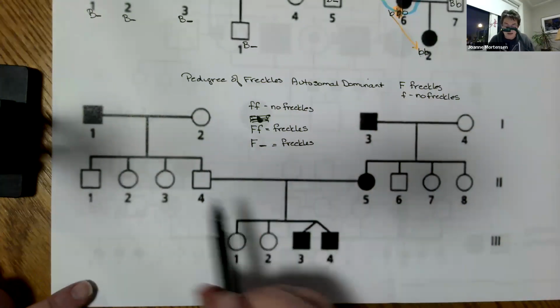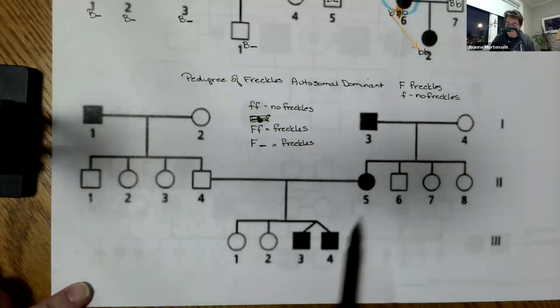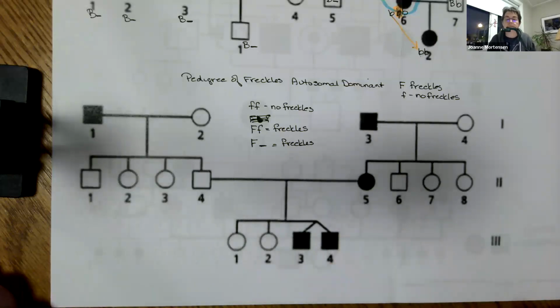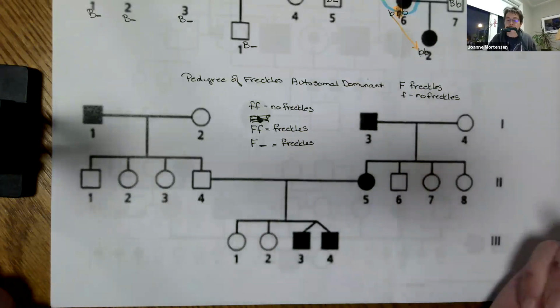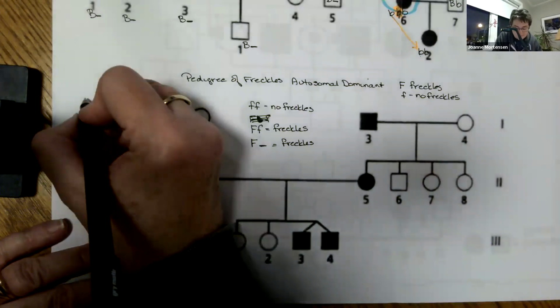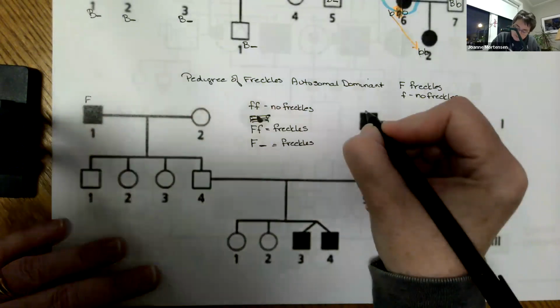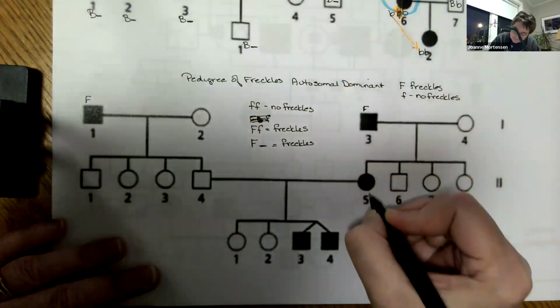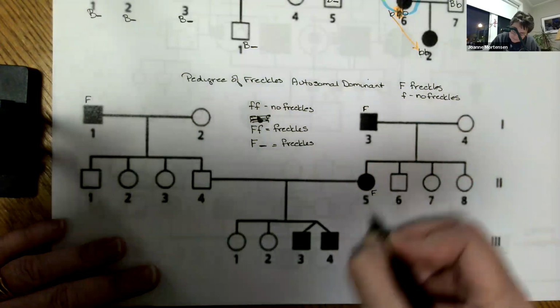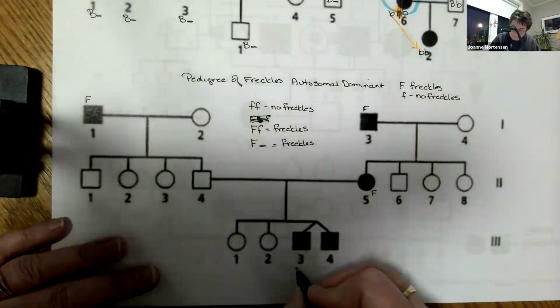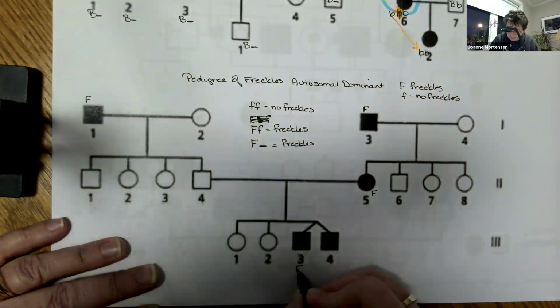So everybody who's colored in has freckles. So we know everybody needs this gene. Excuse me. So like before, yep, you can see that.